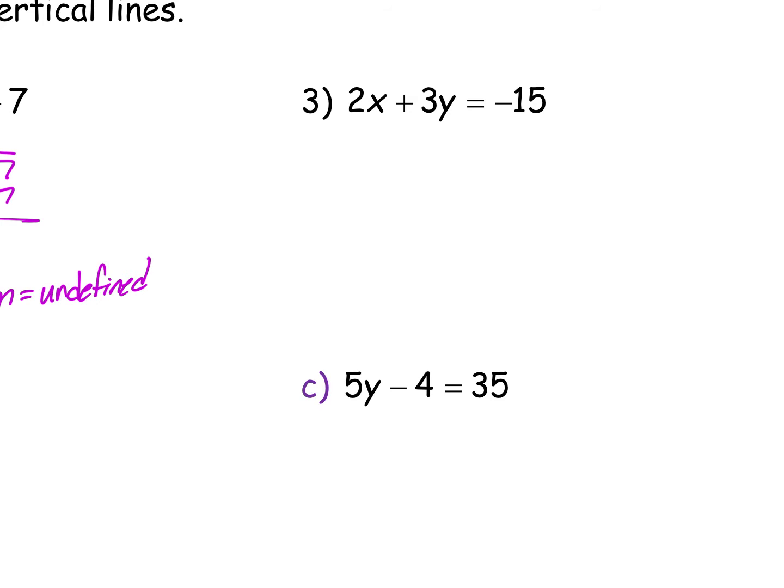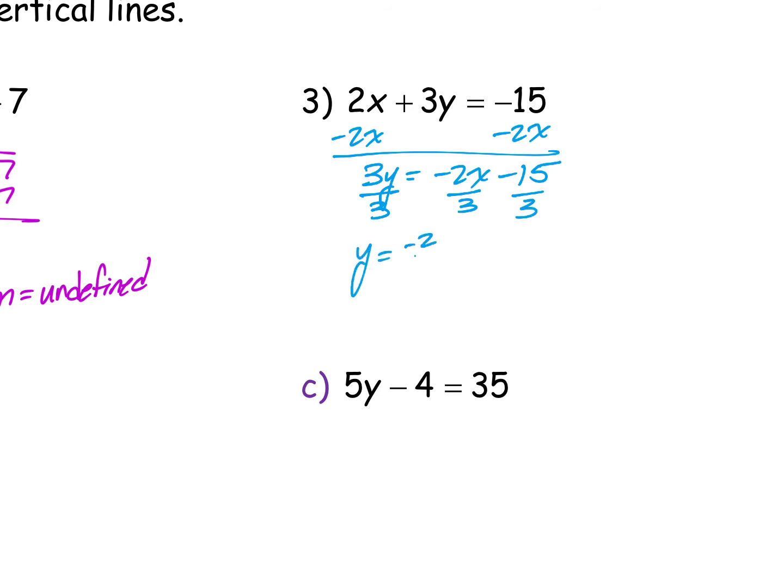Okay. What do I do now? I'm solving for y. Minus 3. I want to get the y by itself. Minus 2x. Lovely. So I'm going to get 3y equals negative 2x minus 15. Good. Divide by 3 everywhere. And I get y equals negative 2/3 x minus 5. Great. What's my slope?